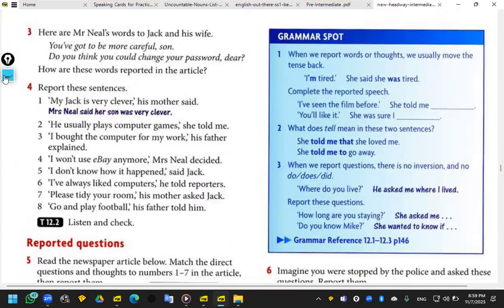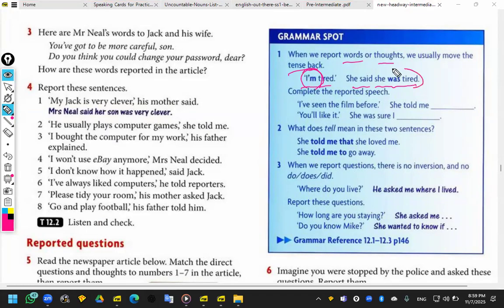Now, we report words or thoughts. We usually move the tense back one step. For example, I'm tired. You have to say she said she was. So notice here the tense is simple present. If you want to go one step behind in tense, it will be what? Simple past.